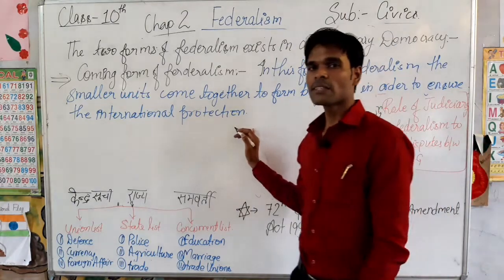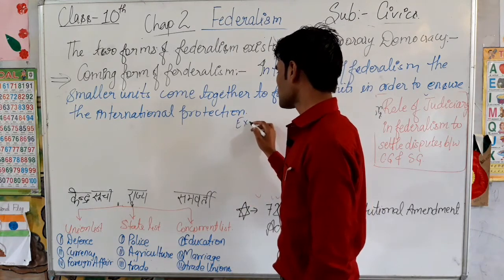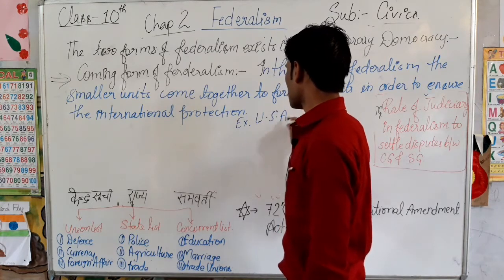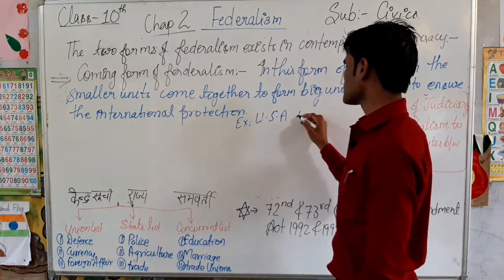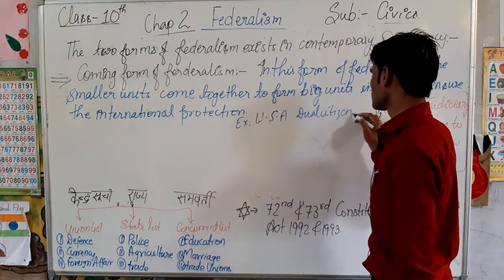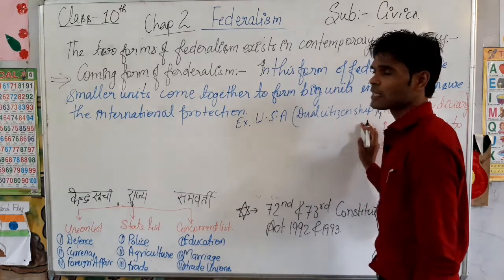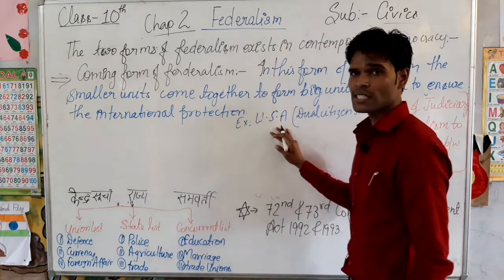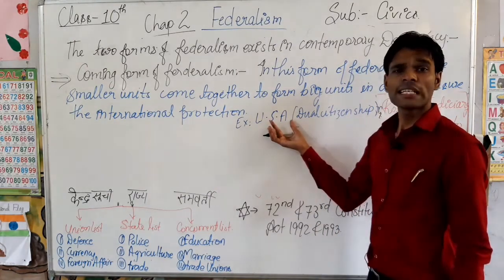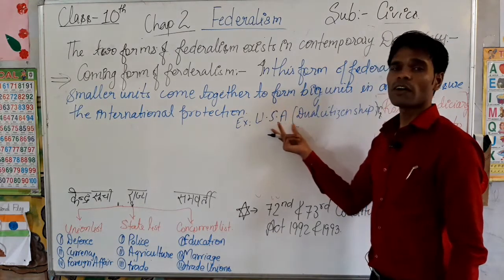The example of the coming together form of federalism is very important. It is the USA, United States of America, and here also there is the provision of dual citizenship. You should keep in mind that all the states of the USA, the name is United States of America. It means the states are united to form a big unit.